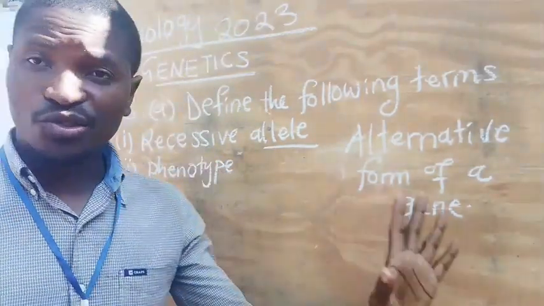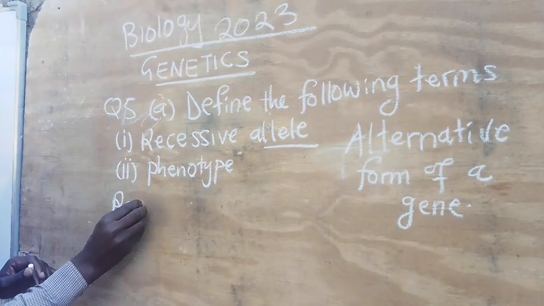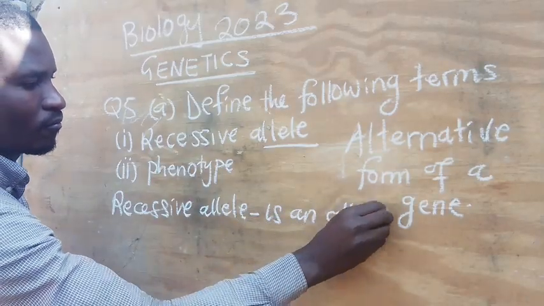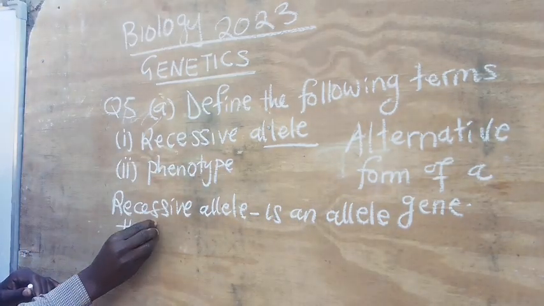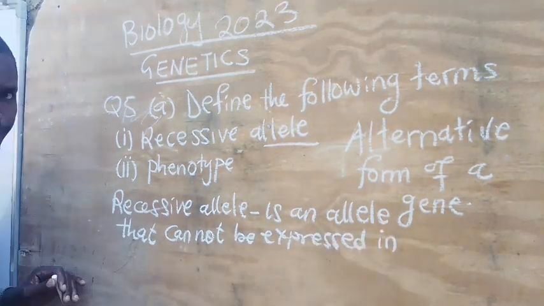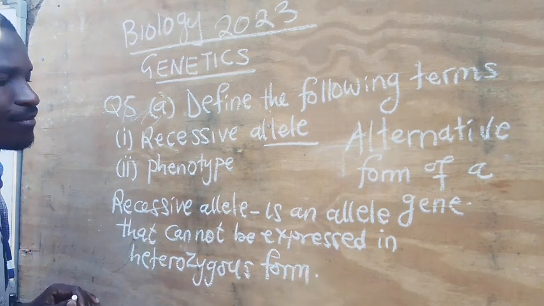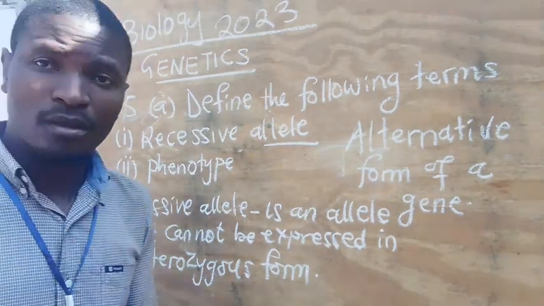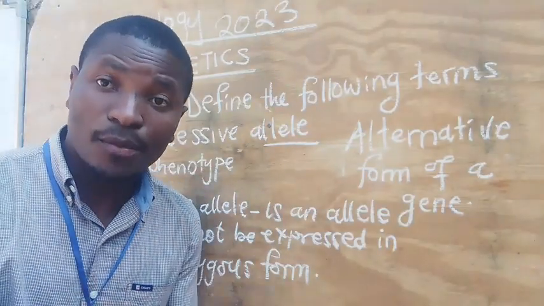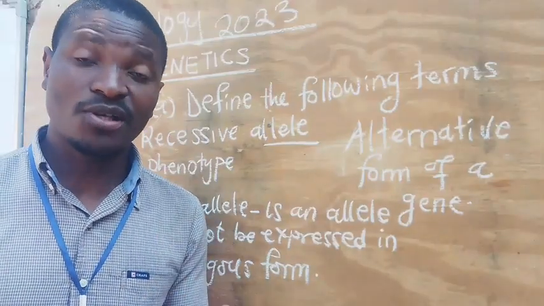So altogether, how do you define a recessive allele? This is how we define it: it is a type of gene that cannot be expressed in the heterozygous form.